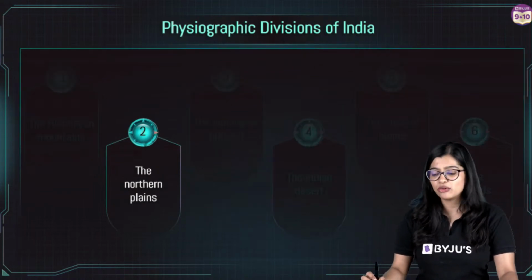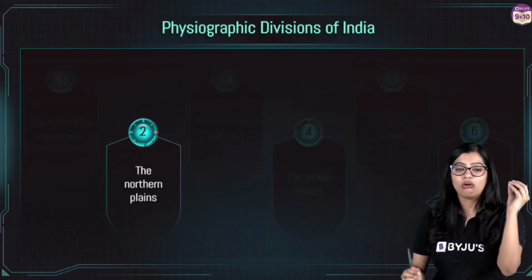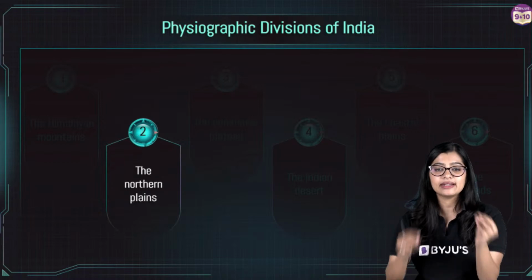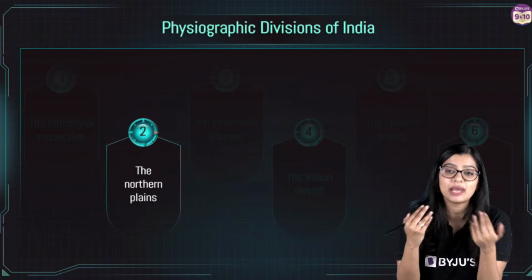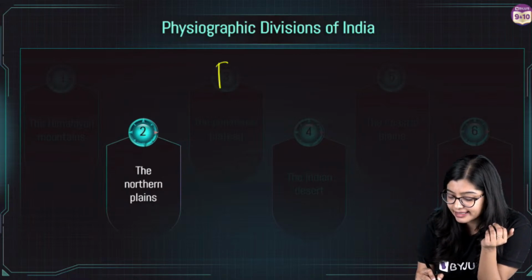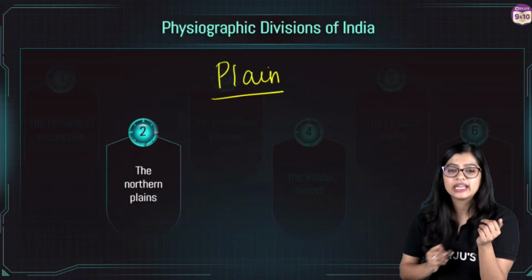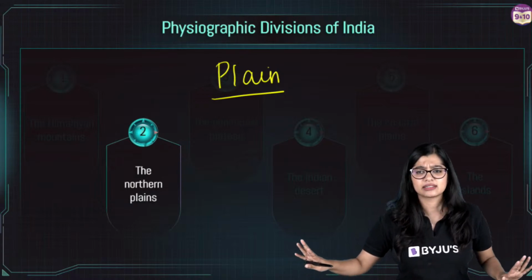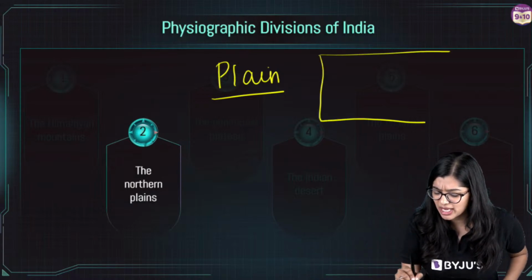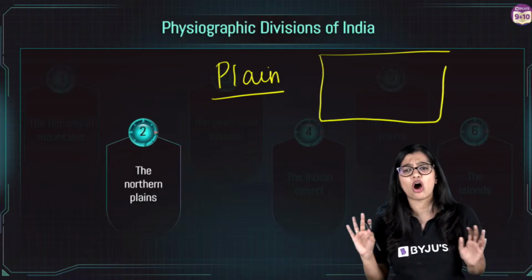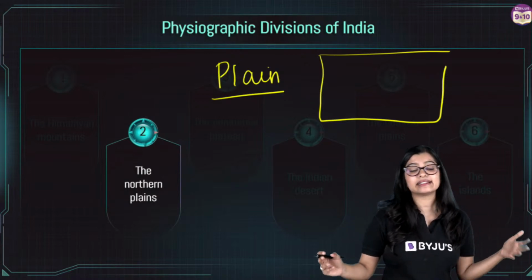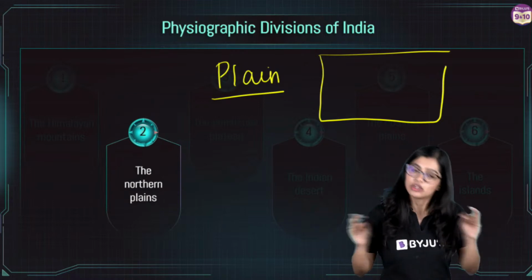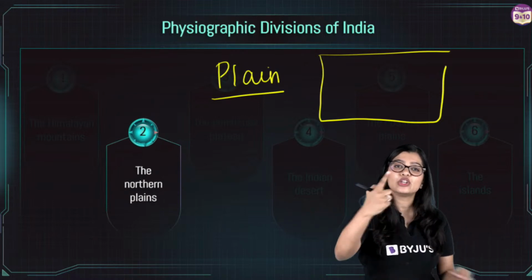Now, when you talk about northern plains, so again, like I said, right? Let me tell you, let's not just read the textbook and memorize. When I say it is a plain, right? It is a plain surface. So when I tell you that it is going to be a plain surface, what comes to your mind? What is the word that comes to your mind when I say that it is a plain surface? You tell me first. Think about it yourself.